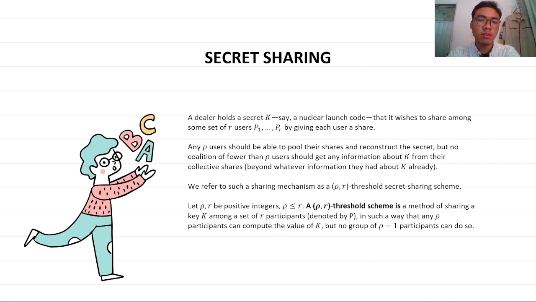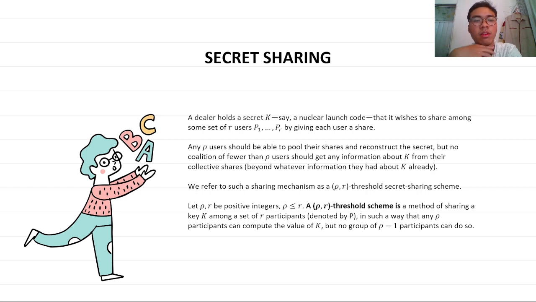So, what is secret sharing? Let's say a dealer holds a secret key, say a nuclear launch code, that it wishes to share among some set of r users, P sub 1 to P sub r, by giving each user a share. Any rho users should be able to pool their shares and reconstruct the secret, but no coalition of fewer than rho users should get any information about k from their collective shares. We refer to such a sharing mechanism as a rho-r threshold secret sharing scheme.